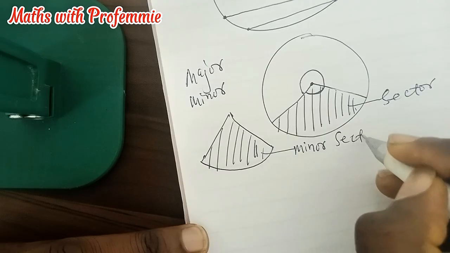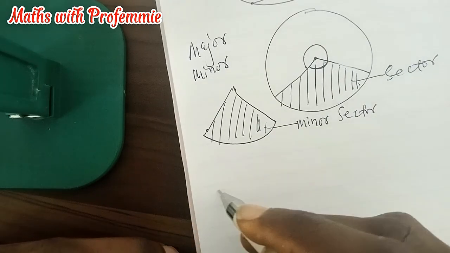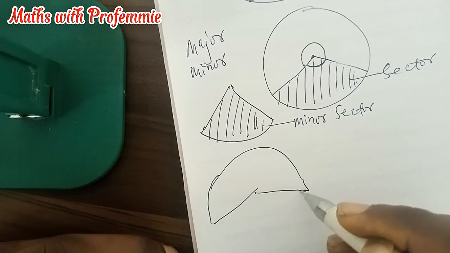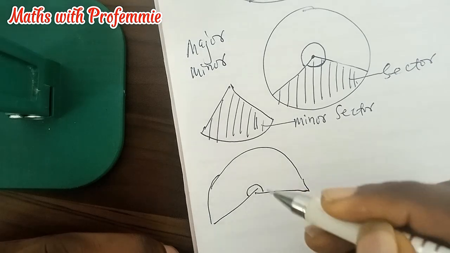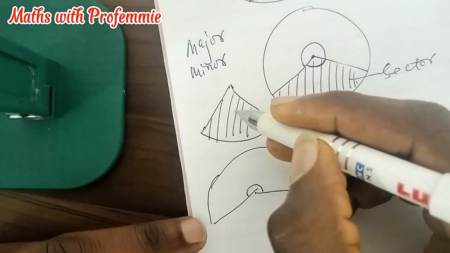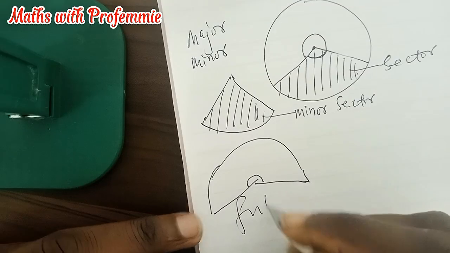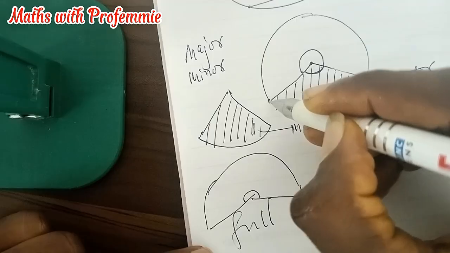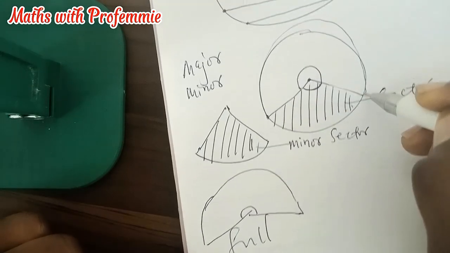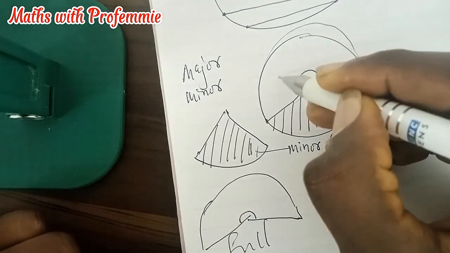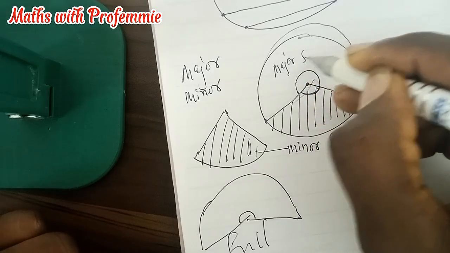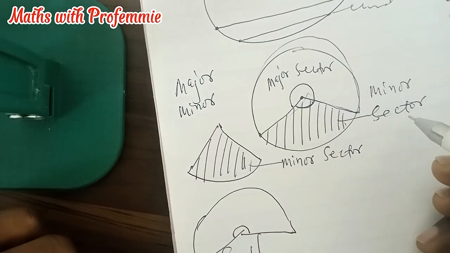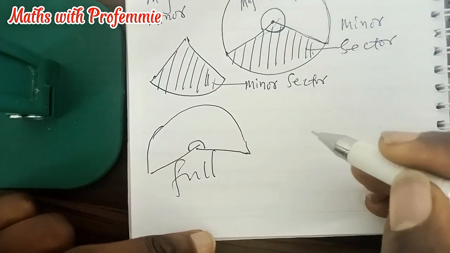The minor sector. Now, what's the shape of the major sector? This is the shape of a major sector. So when you bring the major sector and the minor sector together, you have the full circle. While this other part, if you trace it down to this portion, we call this the major sector, and we call this the minor sector.